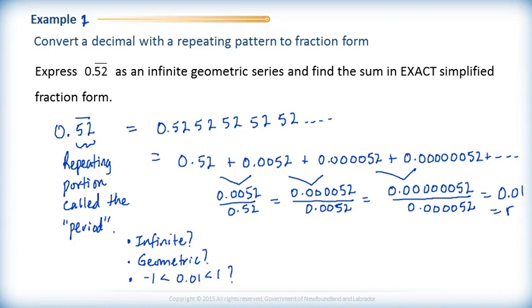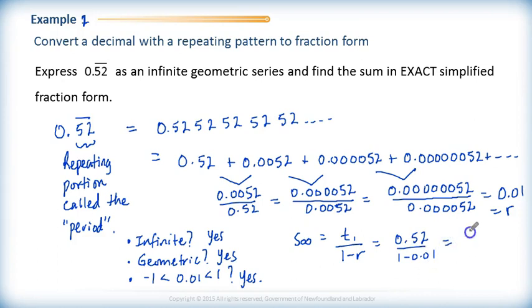So we ask ourselves the 3 questions. Is the series infinite? Yes, it is. Is it geometric? Yes, it is. And is this a true statement? Yes. So S sub infinity is equal to term 1 of this series, which is 0.52 over 1 minus 0.01, which gives us 0.52 over 0.99, which if we multiply the top and the bottom by 100, we will get 52 over 99. That's already in lowest terms, so we're done.